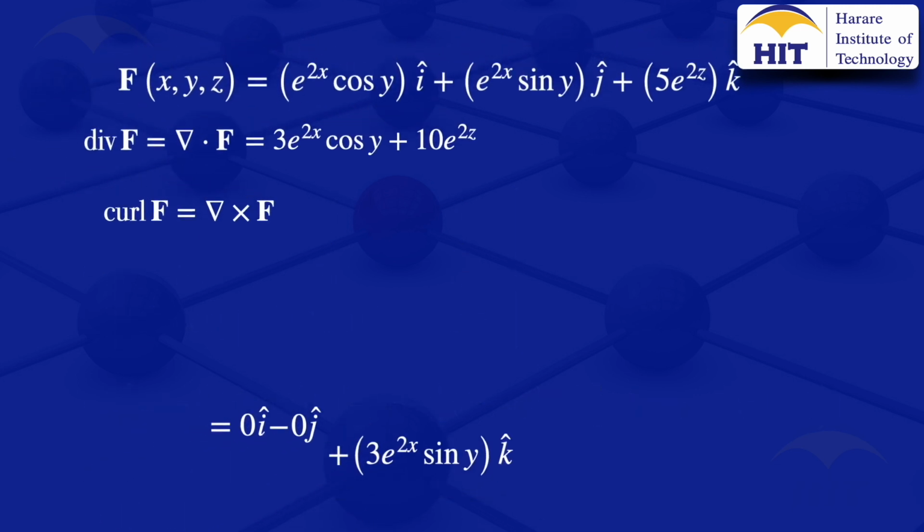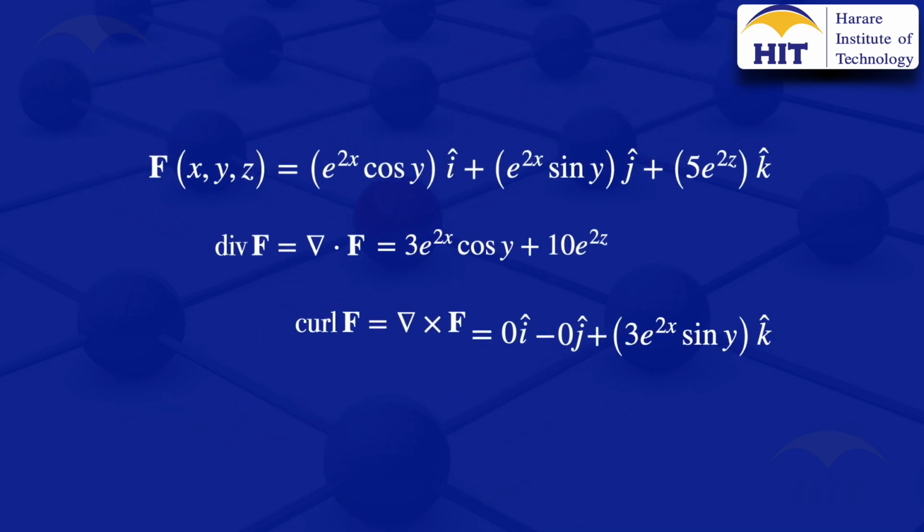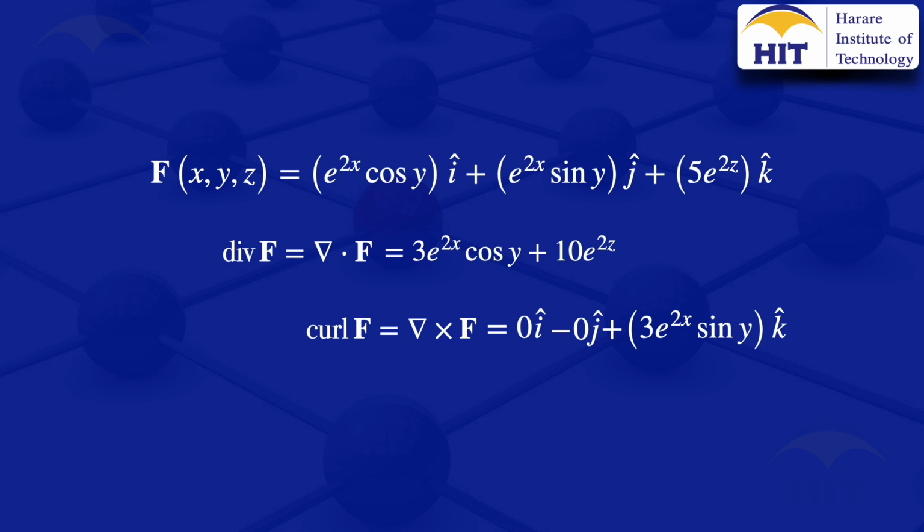So we have our divergence there is 3e^(2x) cos y plus e^(2z). Our curl is 0i minus 0j plus 3e^(2x) sin y k. So that's the divergence and curl there.